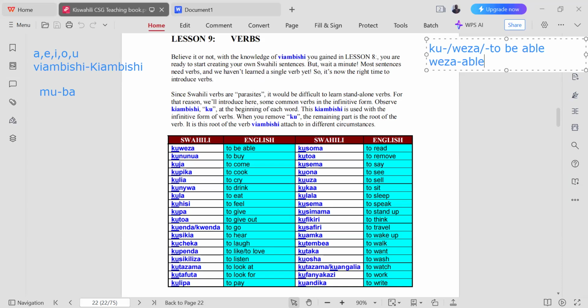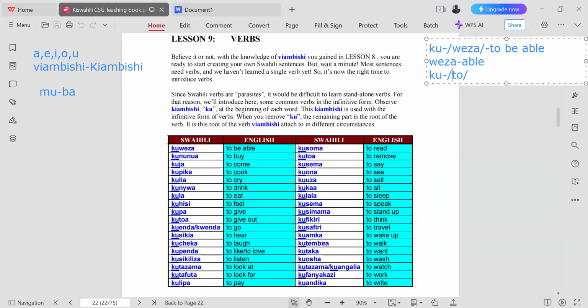Now, anywhere you find ku before any verb, it will always mean the word to in English. Everywhere. And for you to identify a verb, you go to the word that follows the word ku. That's the main verb. Are we together up there?